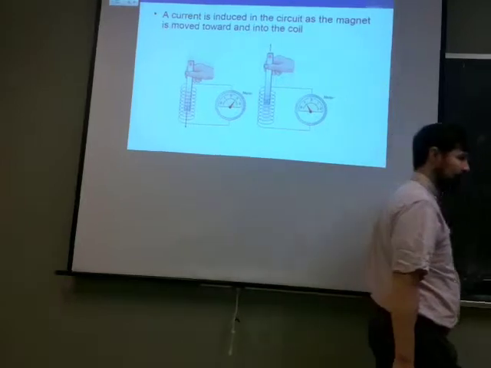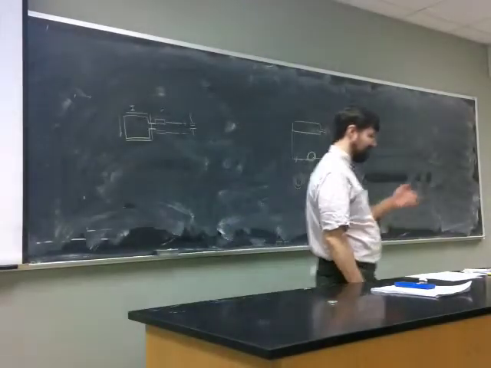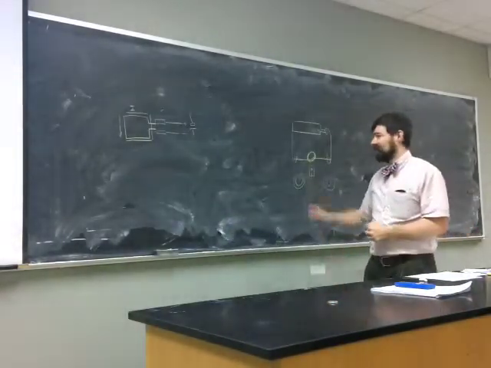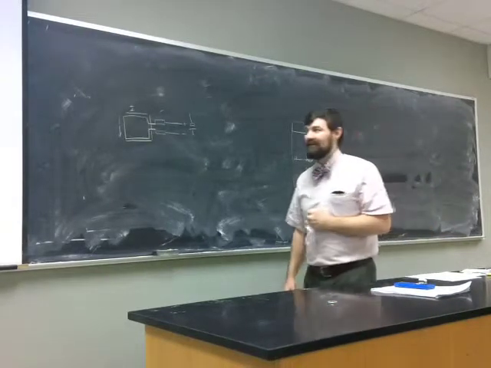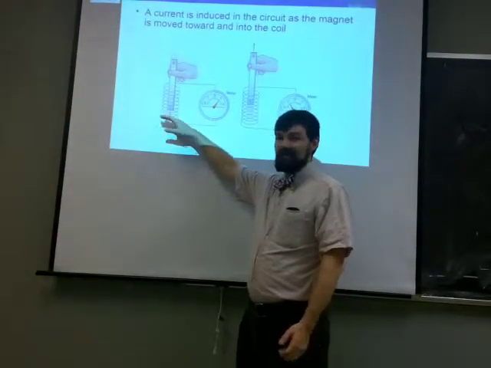Another thing you can do. If you take a bar magnet and you take a coiled wire, and you move the bar magnet near the coiled wire, it induces a voltage, and hence a current in the wire.